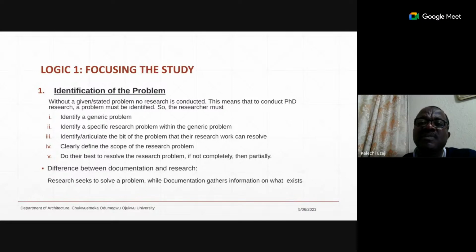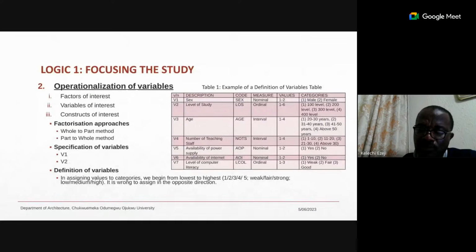Okay, so to solve problems, you need to go and gather data. And to gather data, you have to know what data you're going to gather. The way to clarify that data is to operationalize variables. This is about determining what is the thing I'm going to go and gather data about. We described how to go about operationalizing variables through factorization, understanding what variables of interest, what constructs of interest, and then breaking it down so that when we get to the field, we know this is what we'll be looking for. This is the kind of questions we'll be asking and all that.